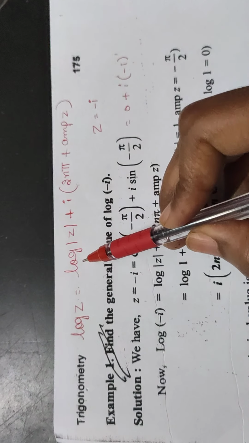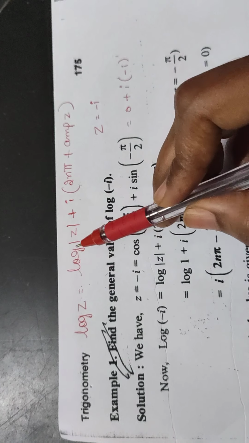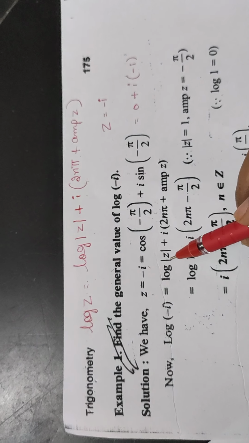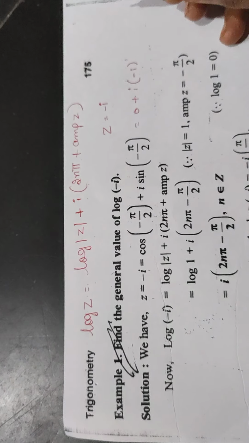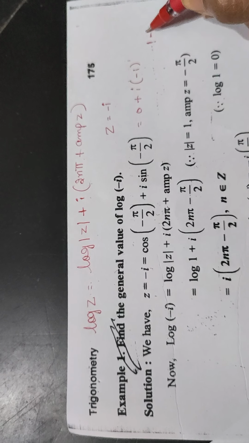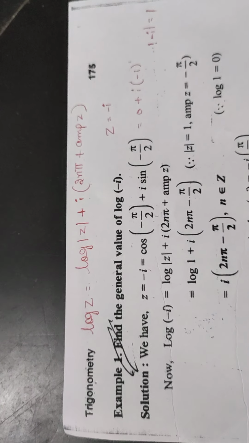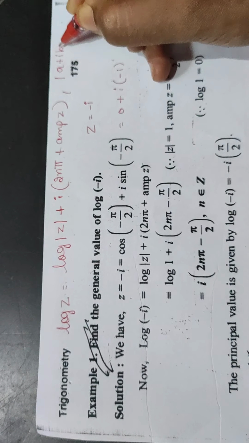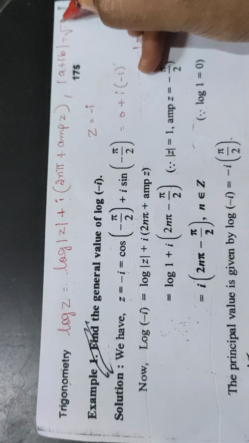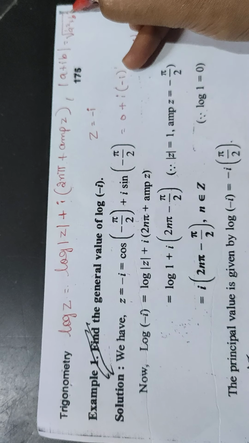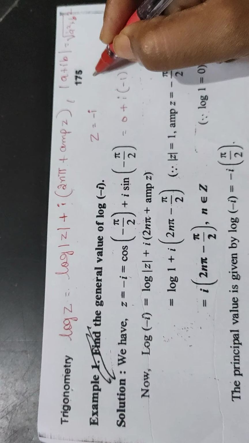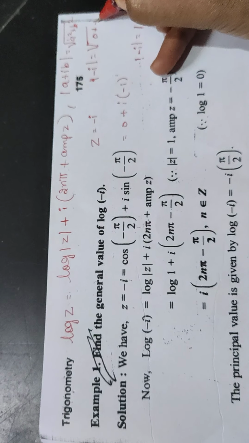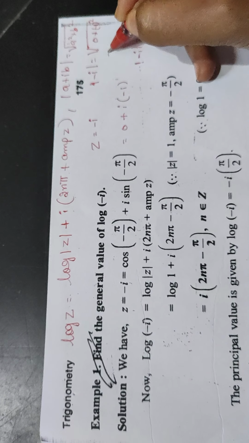So now by using this formula, log z is equal to log mod z plus i into 2n pi plus amplitude of z. So mod z means mod minus i. So mod minus i value is 1 itself. Please remember that mod a plus ib value is square root of a square plus b square. Here we have mod minus i, that means square root of 0 plus minus 1 whole square. So this is again 1.